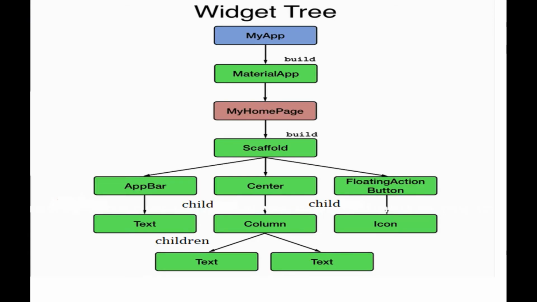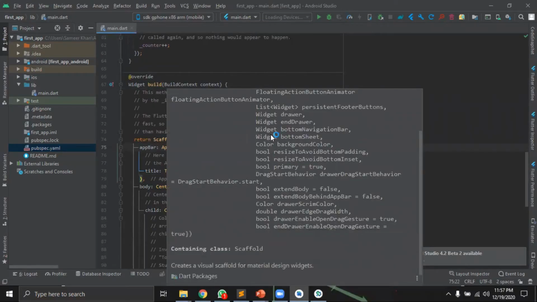Okay, so here is what our widget tree looks like. The top level of our widget tree is MyApp, and after that the build method and MaterialApp, MyHomePage, Scaffold, and Scaffold has some properties: appBar, center, and floatingActionButton. The appBar has a Text child, and Center also has a child, Column and Text, and the floatingActionButton has an icon. So this is how the widget tree looks.